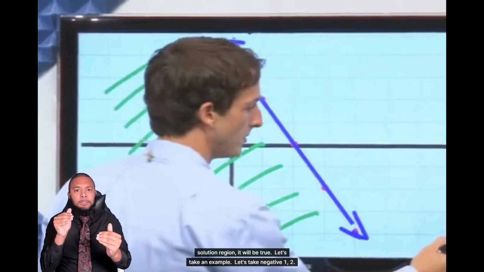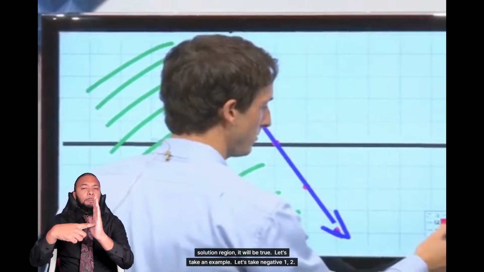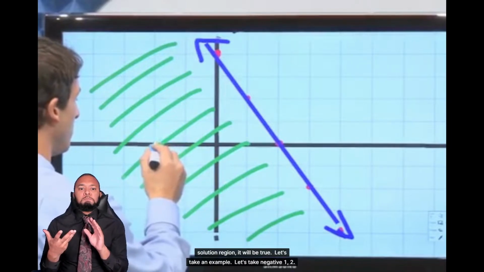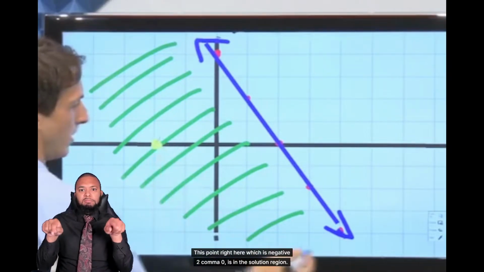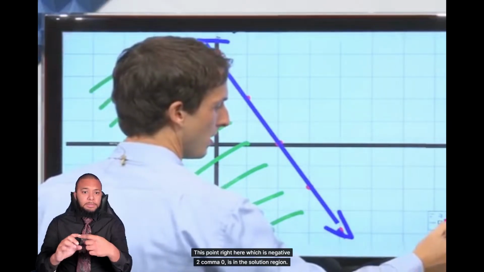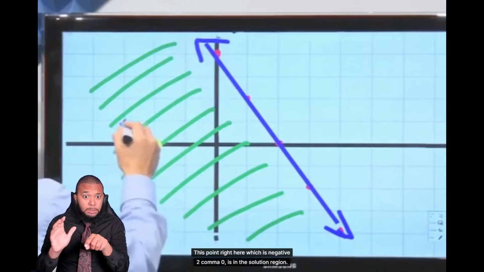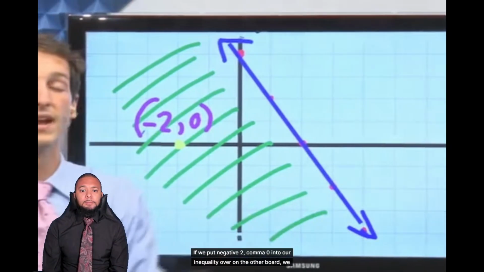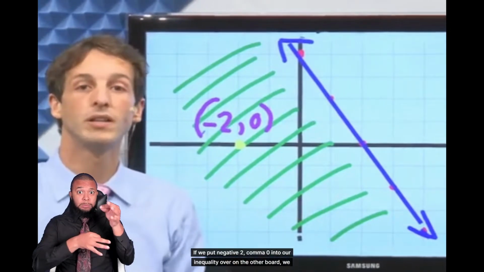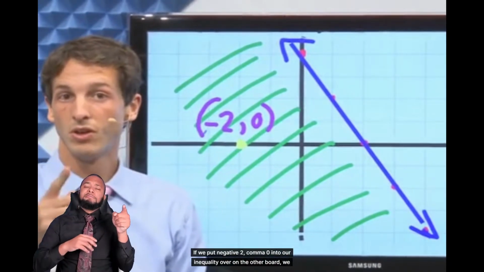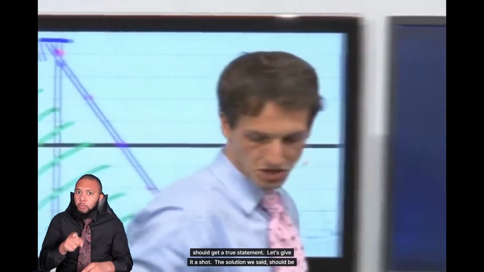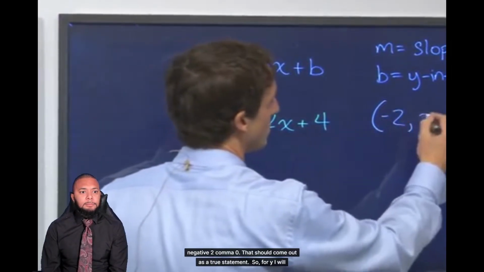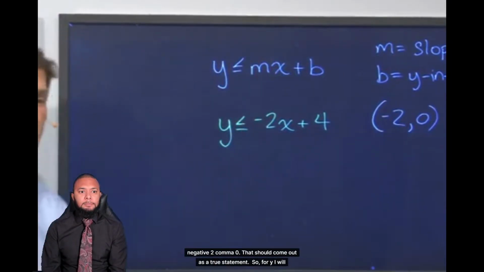Let's take an example. Let's take this point right here, which is negative 2, comma 0. It is in the solution region, so if we put negative 2, comma 0 into our inequality over on the other board, we should get a true statement. Let's give it a shot. Our solution, we said, should be negative 2, comma 0. That should come out with a true statement.